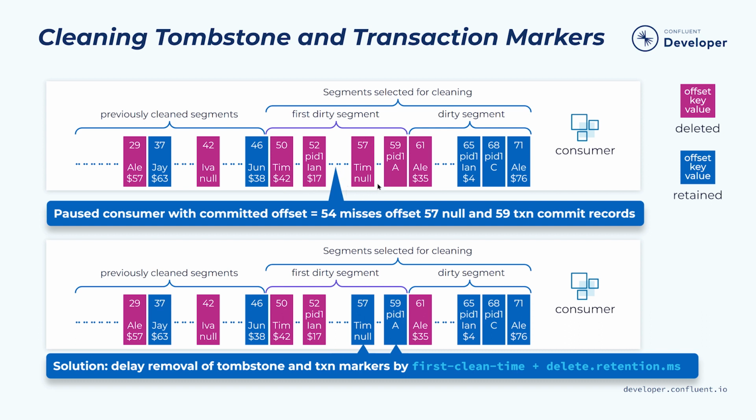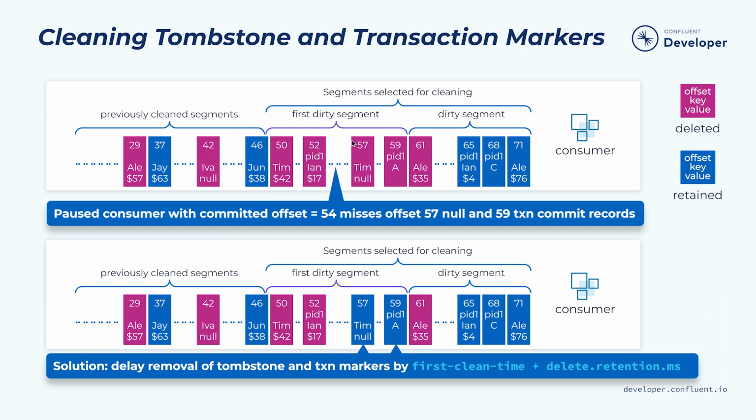But if we do that, it's possible for an application that has just finished reading the record at offset 50 and then took a pause, and then when it resumed consumption, it will no longer find the deleted record at offset 57. Then in this particular case, it just means this application will never realize that particular key has been deleted.